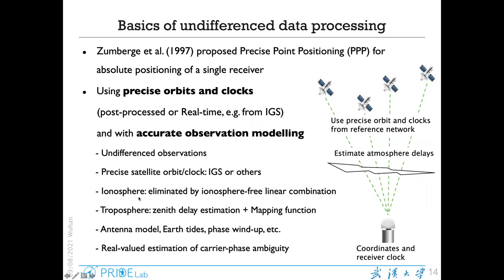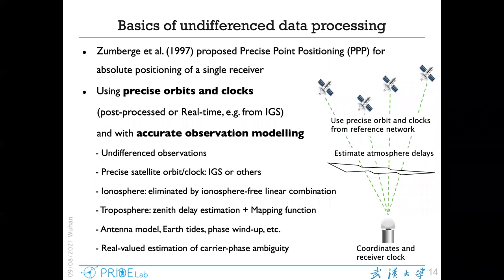For example, you need to eliminate the ionosphere using some special linear combination of signals like ionosphere-free. And you do the troposphere modeling using Saastamoinen and some very sophisticated mapping function like VMF1 or some other functions. And you need to think about the antenna model, like what kind of phase center offset and phase center variations the antenna produces at both ends, the satellite end and the receiver end. And you need to think about solid earth tides, ocean tidal loading and phase wind-up.